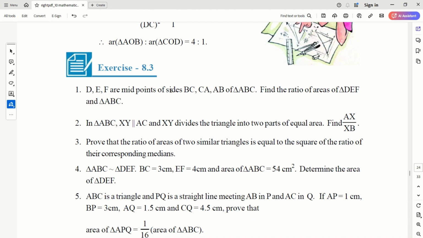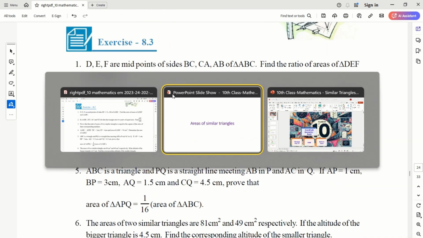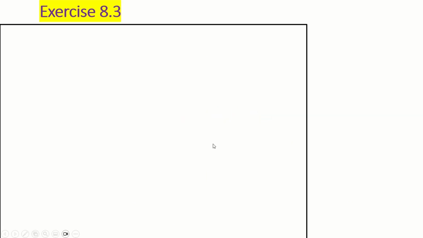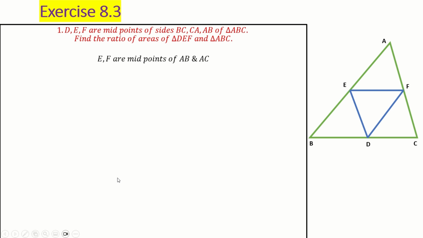Okay. So let's go into the exercise now, 8.3. D, E, F are midpoints of BC, CA, AB of triangle ABC. Find the ratio of areas of DEF and ABC, that is the big triangle. Now E and F are midpoints of AB and AC. We know this, so which means EF is parallel to BC and EF equal to BC by 2. Correct?